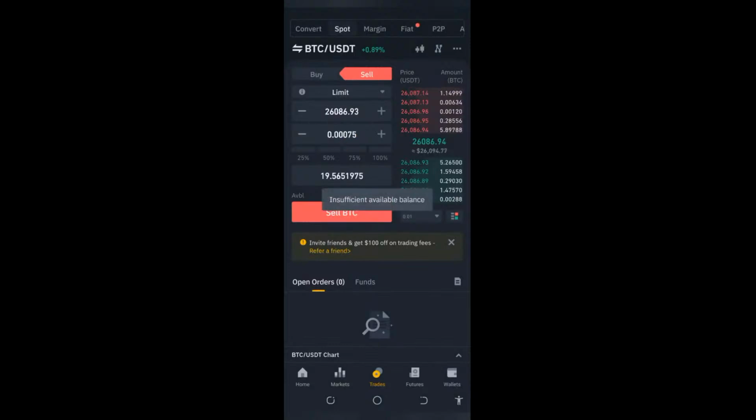I'll go back and check. You can see we're definitely going to be at a loss. It's going to be 19.56. So you just imagine what we were supposed to get was 20.62. But what we're getting now is like 90 cents less because we had to listen to the order book.